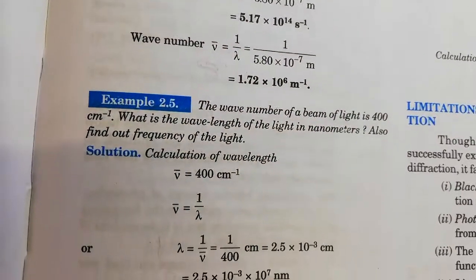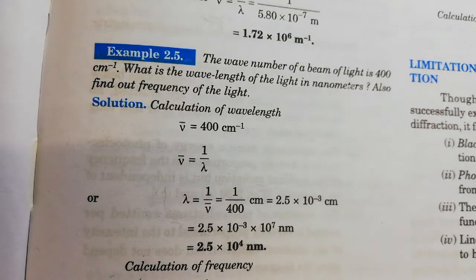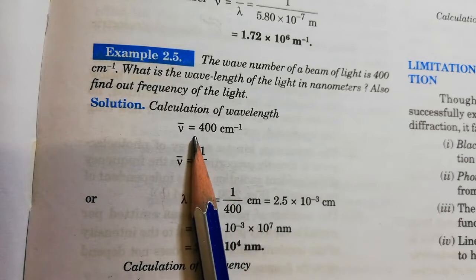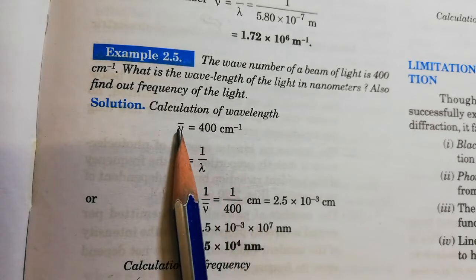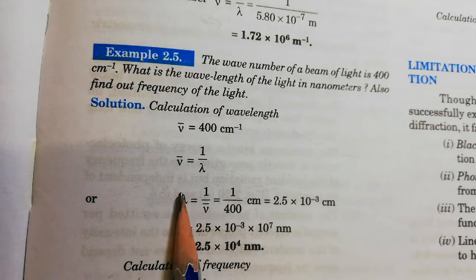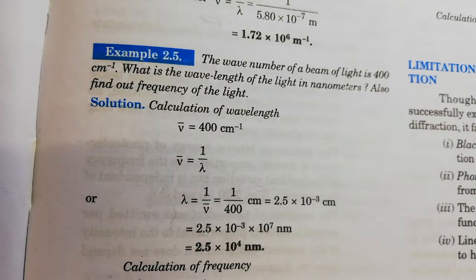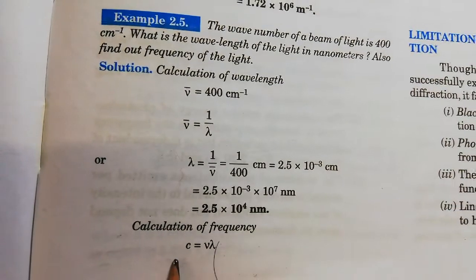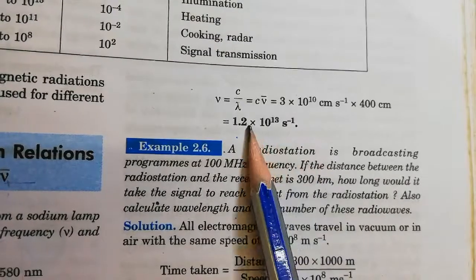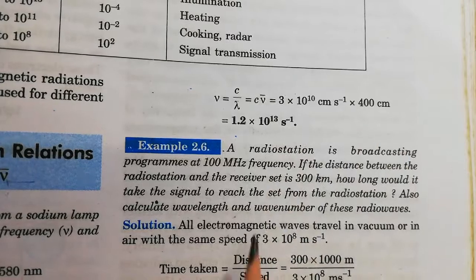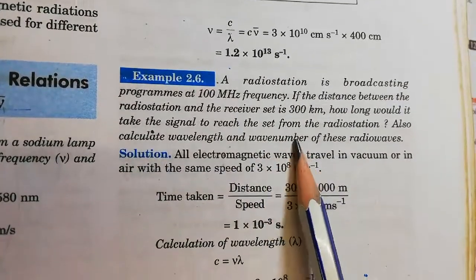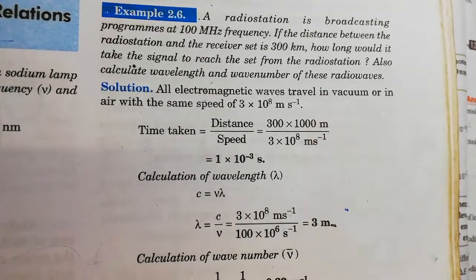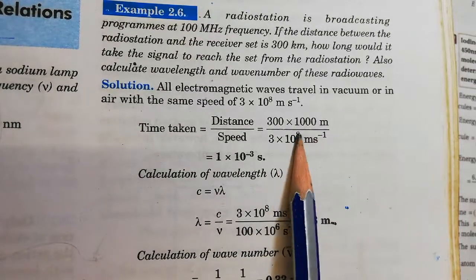Come to the second example. The wave number of a beam of light is given, that is nu bar is given. Nu bar is nothing but 1 by lambda. So if nu bar is given, we can find lambda, and once you know lambda, you can find the frequency from the relation c equals nu lambda, and thus you get the value. A similar problem is there, just go through it, and you can definitely understand, and if not, I will definitely help you here.